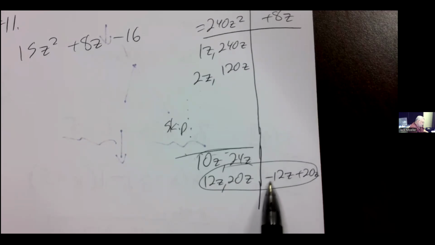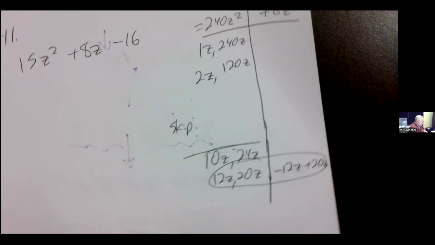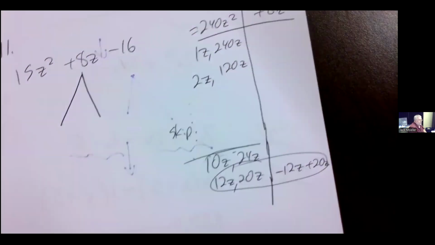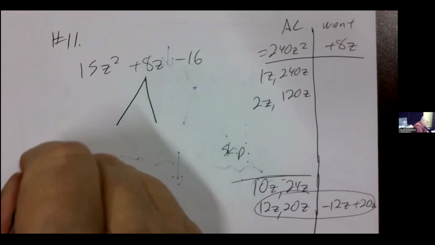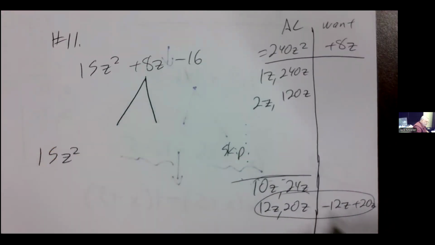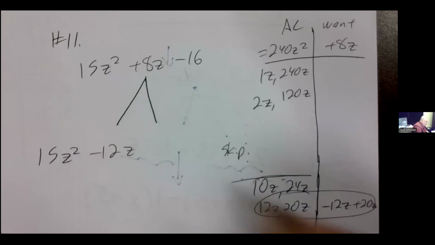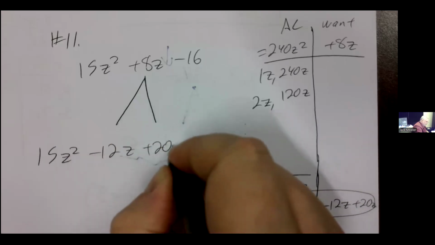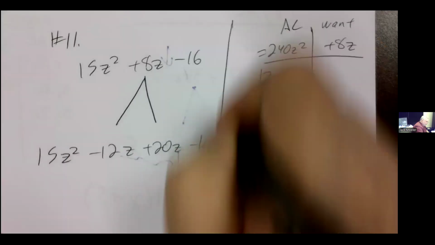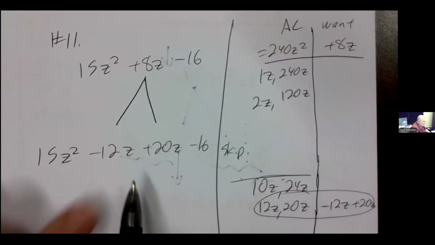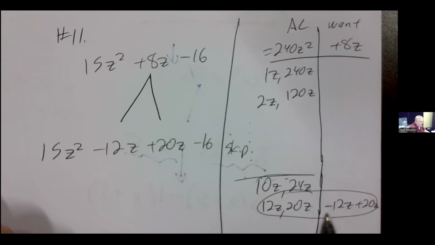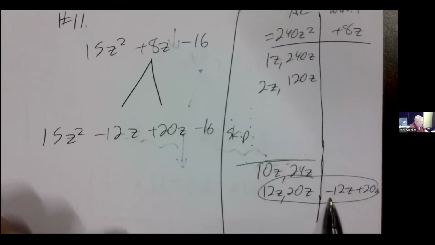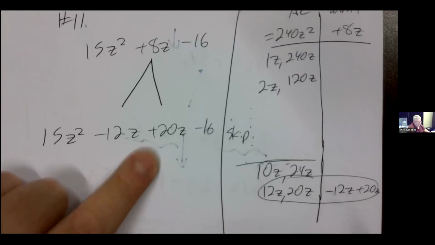And then notice the nice thing about putting that negative first: the next step is you go back to the original trinomial and split that middle term up into two terms. So now we have 15z squared minus 12z plus 20z minus 16. If you notice, that middle term is now positive, so we don't have to worry about the negative GCF. So a lot of times, if I have a positive and negative, I like to have my negative first to make the factor by grouping a little bit easier.